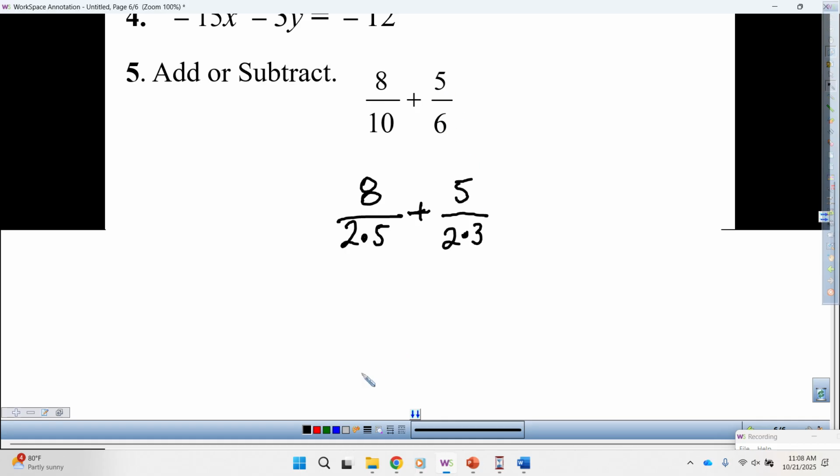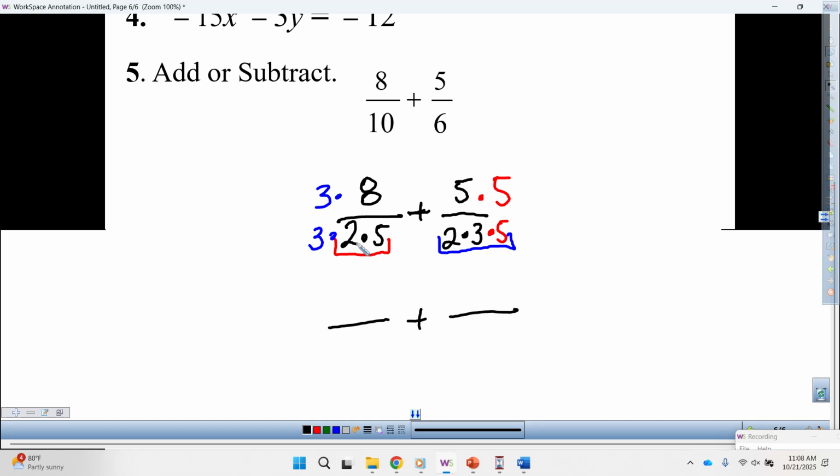So, question. Look up. What does this denominator have that this one over here needs? The 5. So I need to multiply top and bottom times 5. Now, what does this denominator on the right have that the one on the left needs? A 3. So that means times 3, top and bottom. And that should give us our common denominator, the same for both.